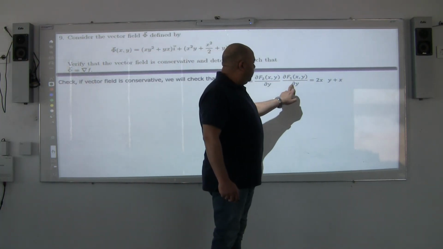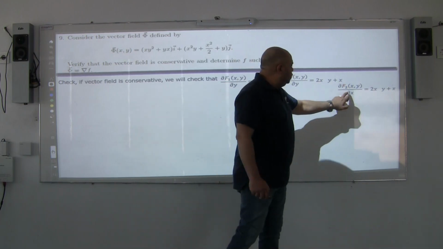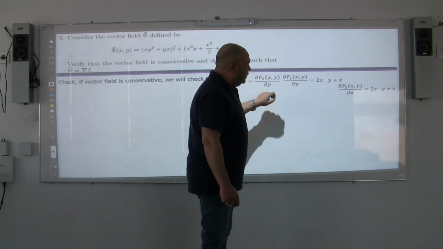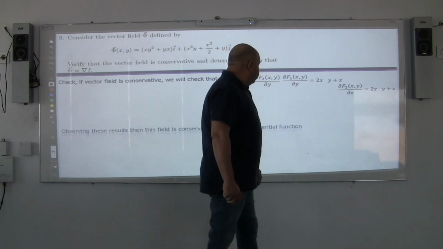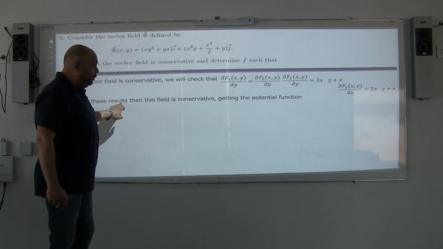Partial f1 partial y is going to be 2xy plus x. Partial f2, as I told you, partial x, so this is x. You will have them equal to each other, which means the field is conservative.